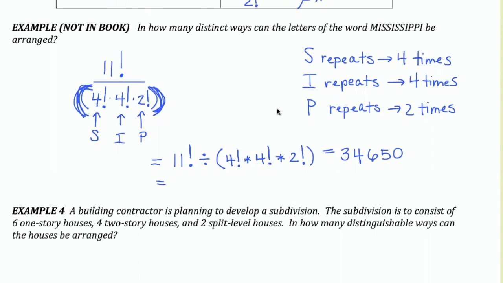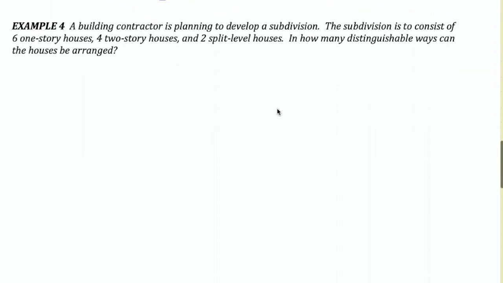All right, now example 4 does come to you from the book. It says a building contractor is planning to develop a subdivision. It's going to consist of 6 one-story houses, 4 two-story houses, and 2 split-level houses. And how many distinguishable ways can the houses be arranged? So the first thing we would need to know is how many houses are we looking to arrange total? So we have 6 and 4 and 2, or a grand total of 12 houses.